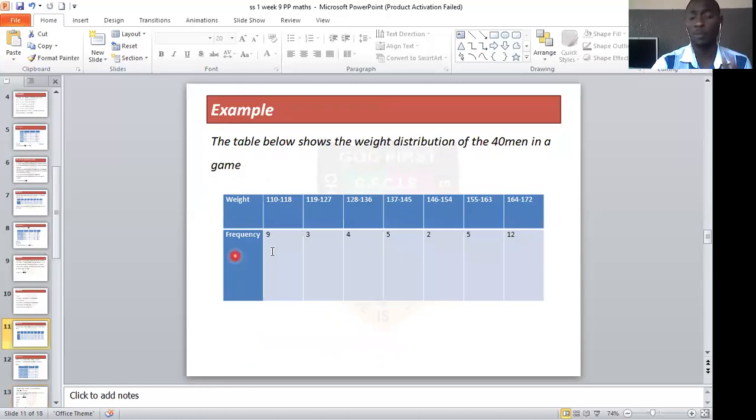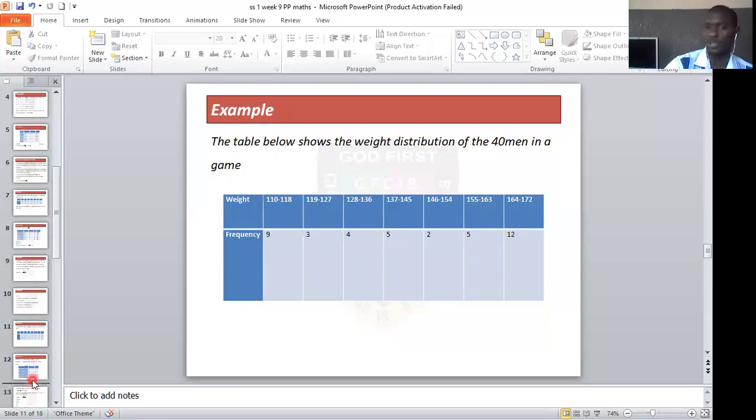You follow the procedure from the frequency 9. 20 does not fall within 9. Plus 3, the frequency is 12. Here 9 plus 3 is 12, plus here 12 plus 4 is 16, and 16 plus 5 is 21. So the 20th member falls in the fourth class, within the interval of 137 to 145.